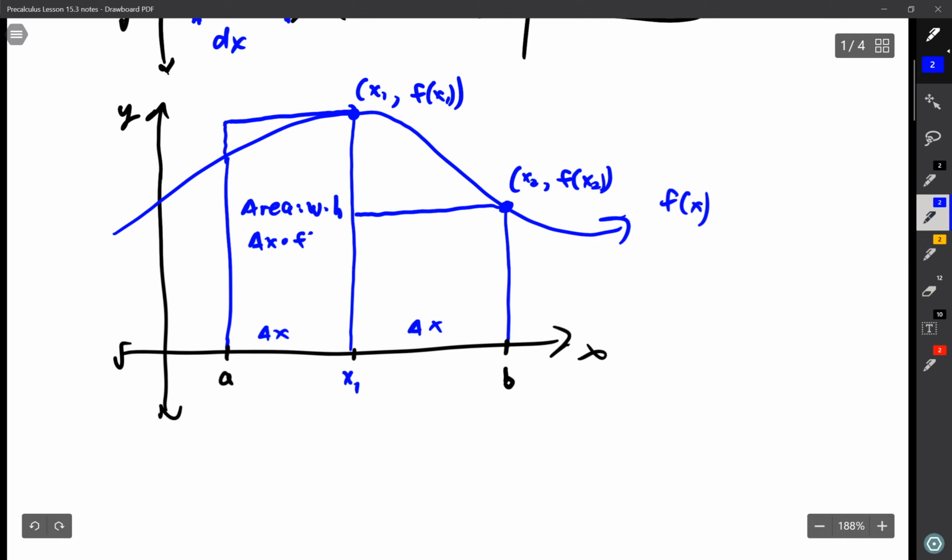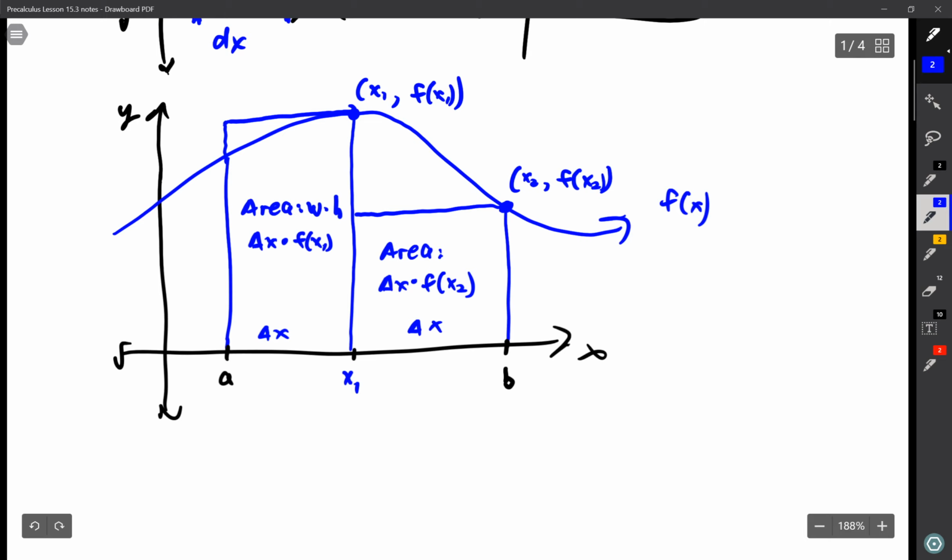Same thing. What's the width of this rectangle? Delta x. We'll say area. Again, width times height. Width is delta x. The height is f of x sub 2.